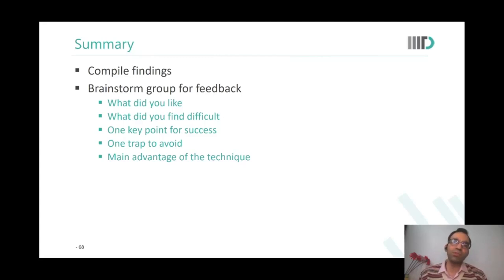Trigger session is more about when it's a playful group. When it's a playful group, then you can go for a trigger session. When it's a little more formal group, you can use 635. And the results you will realize are very similar.